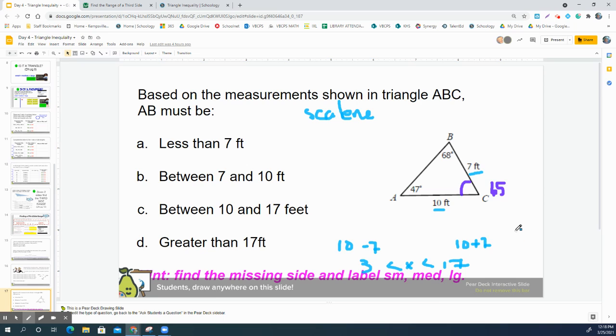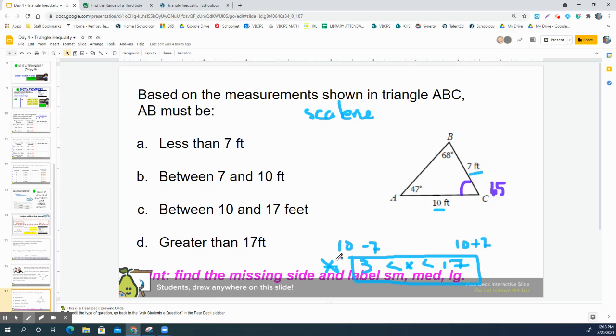That's not one of my answer choices. Why isn't that one of my answer choices? This is starting to make me mad. We've got all kinds of great stuff going on here. We've got a scalene triangle. We found the third side. I know it should be between 3 and 17, but I'm kind of annoyed because that's not an answer choice and I feel like it should be.